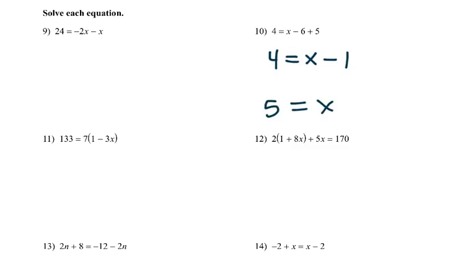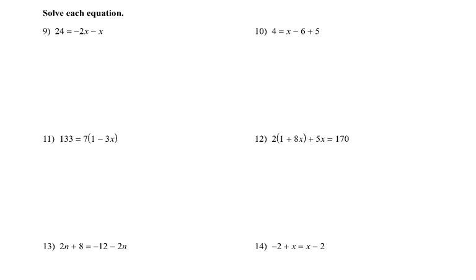Okay, so we've got 3 equations here. In each of these equations, if I have the number 5 for x, they all work. These are equivalent equations. Okay, which one's the most simple and easiest to see what the variable is? The last one. So that's what we're trying to get at, right?